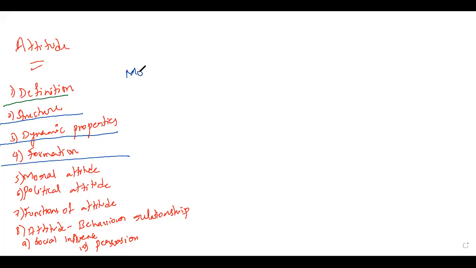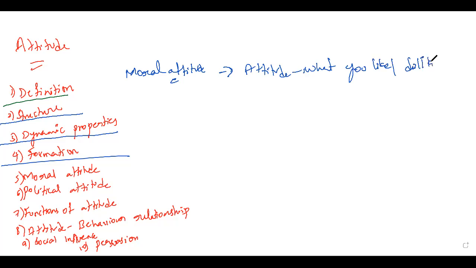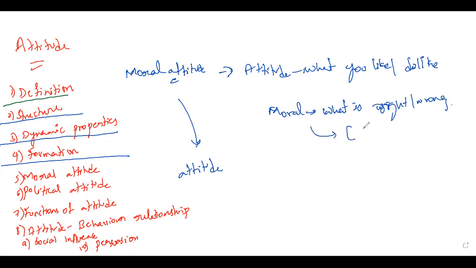Next, this is done. Next is moral attitude. What do you mean by moral attitude? Let us disintegrate the words. Attitude means what you like or dislike. Morals means what is wrong and what is right. So moral attitude is attitude with respect to societal issues. Moral attitude is the attitude that you hold towards moral issues.